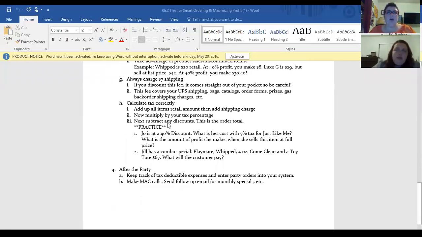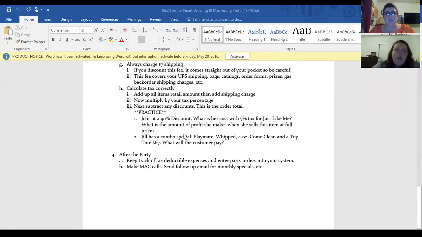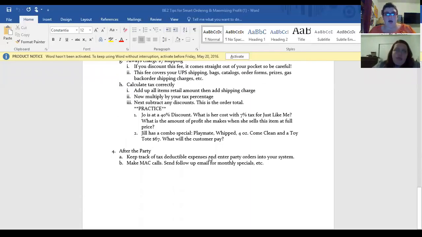Make sure you always calculate the tax for where your product is being shipped. That way they're paying the correct tax on it. Always make sure you keep track of everything. That way you can price it and do deductions.